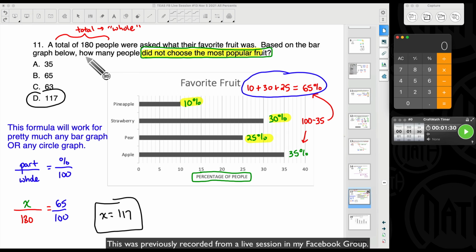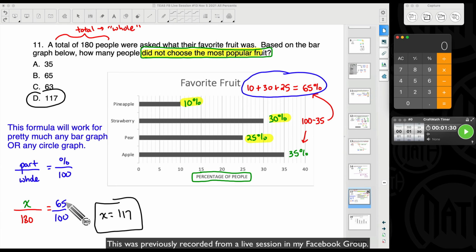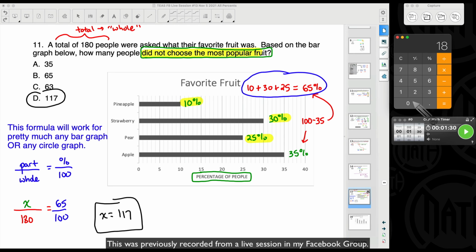If you know the whole, if you know the total, aka the subtotal, kind of works back with tips and taxes. If we know the total and we know the percentage that we're looking for, you could simply do this. You can take that percentage, that 65%, and multiply the whole, 180. We get 117 that way as well.